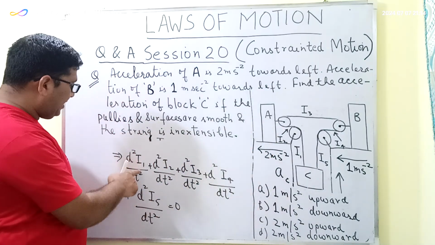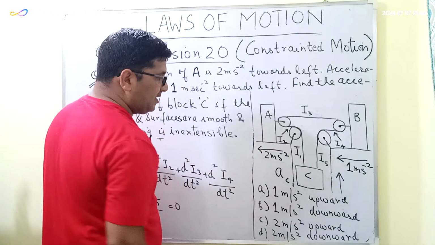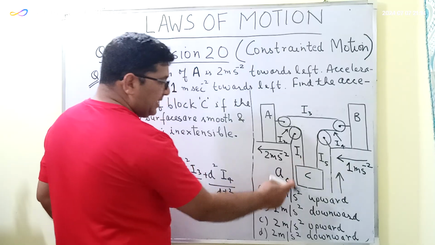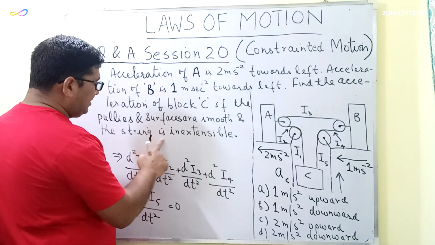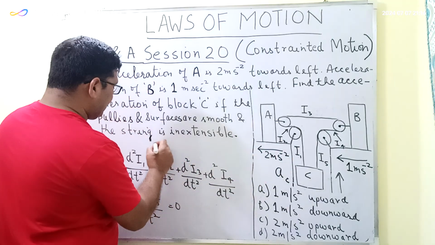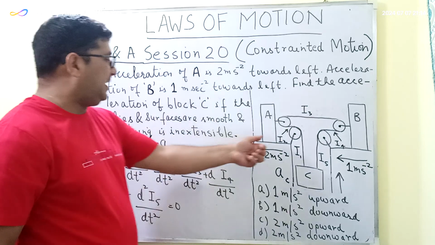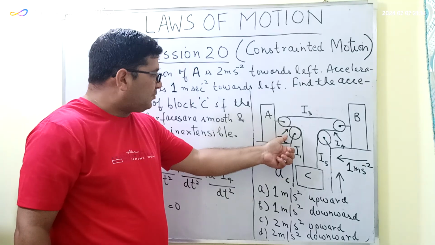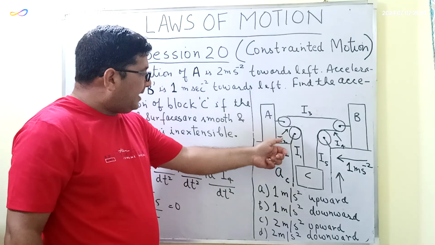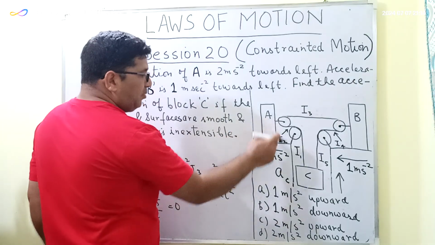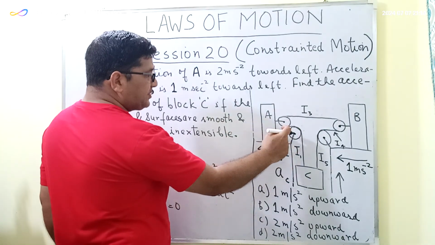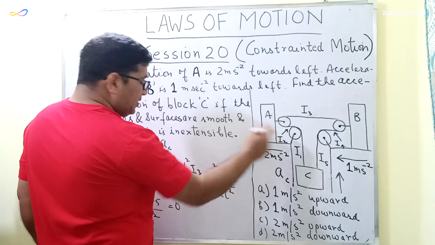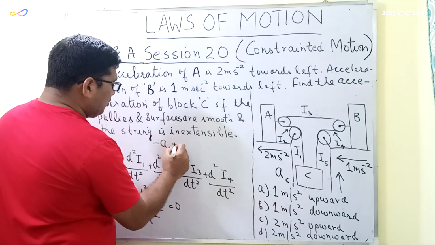So now d square l1 upon dt square is the acceleration of this part of the string, and since it will be equal to the acceleration of this block C, I will be writing it as minus AC. Now the acceleration of the l2 part of the string will be taken as positive because its length will increase, and since the acceleration of this block A is 2 meter per second square and this string is connected with block A, the acceleration of this part of the string will be equal to +2.